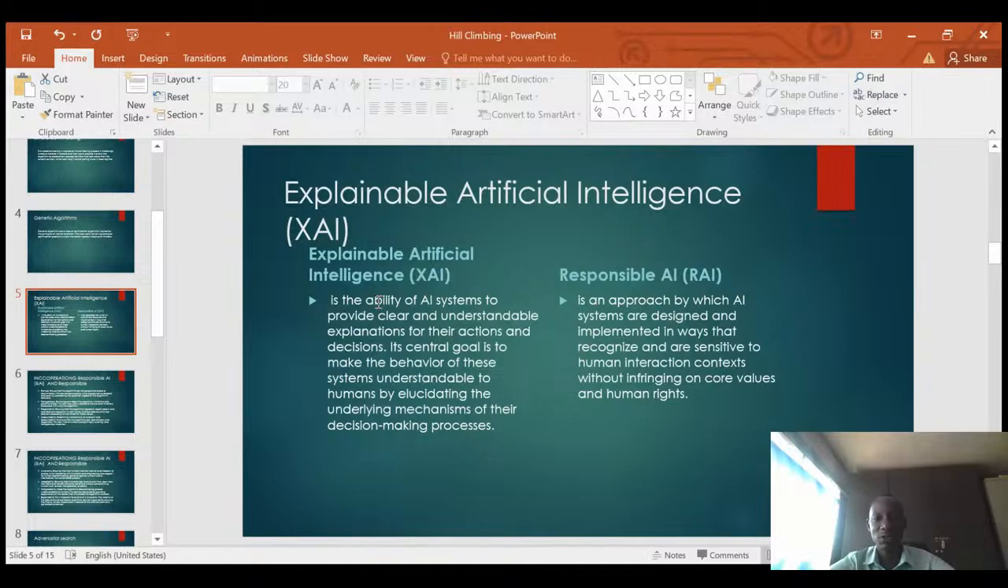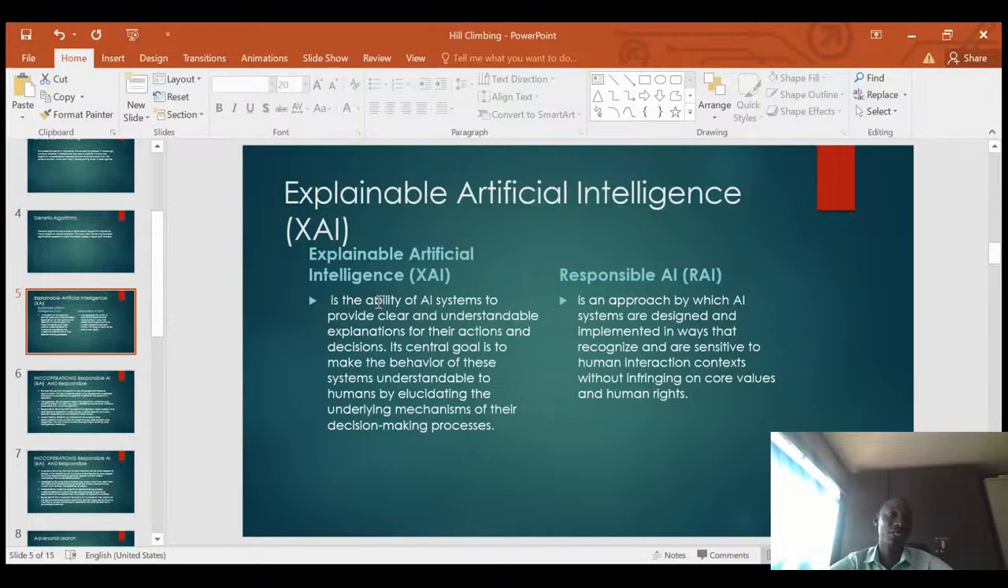Now, the same applies to responsible AI. It's an approach by which AI systems are designed and implemented in ways that recognize and are sensitive to human interaction context without infringing on core values and human rights.